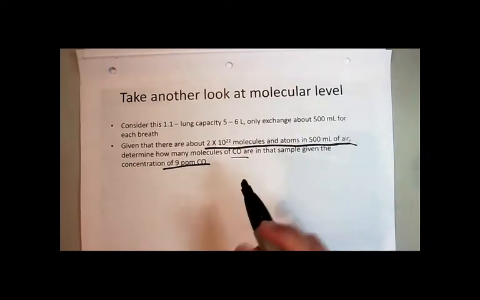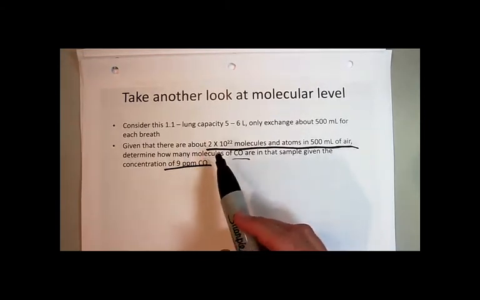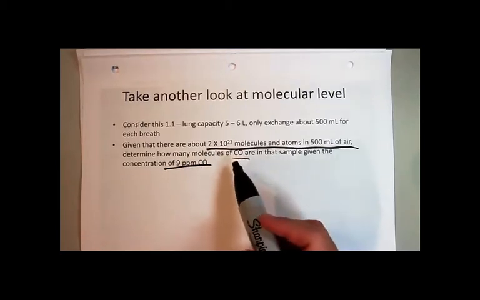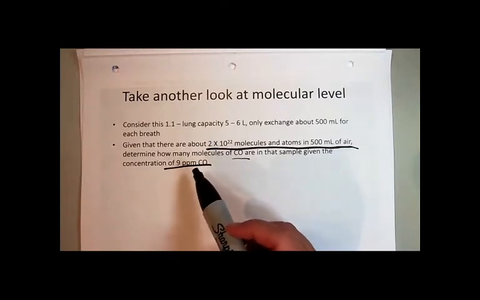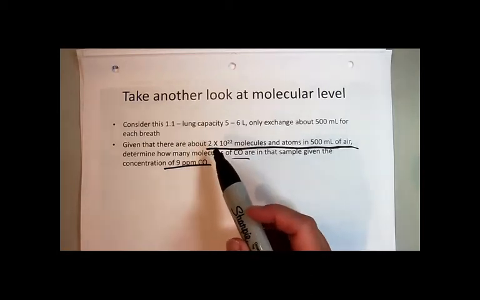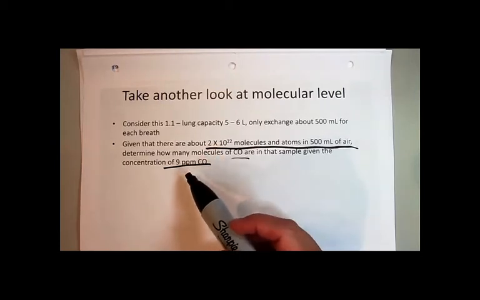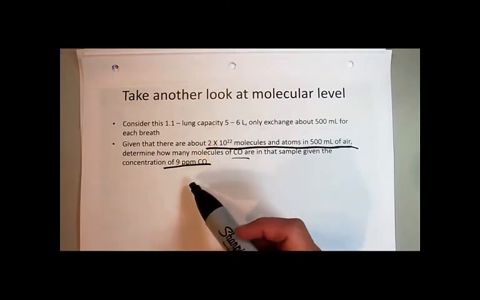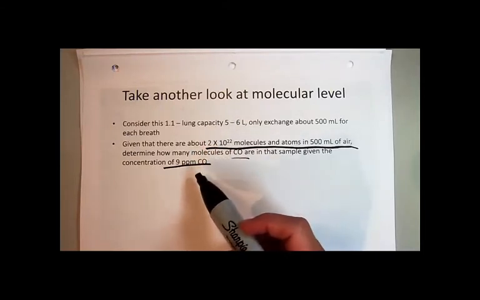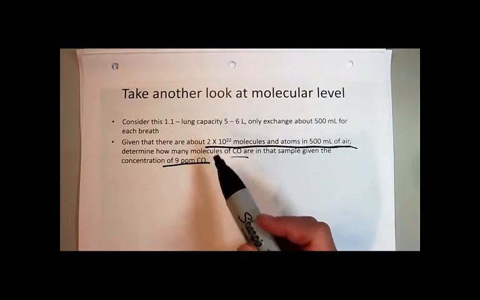Now remember, 9 parts per million is just a concentration. What if I said it's 9% carbon monoxide? 9% of the 2 times 10 to the 22nd molecules are carbon monoxide molecules. Would you know how to figure it out? I think you would. If I said it was 9% of, that's the same as times. So 9% would have been 0.09 times that, which would give me the number of molecules.